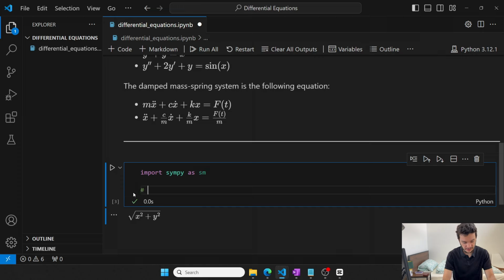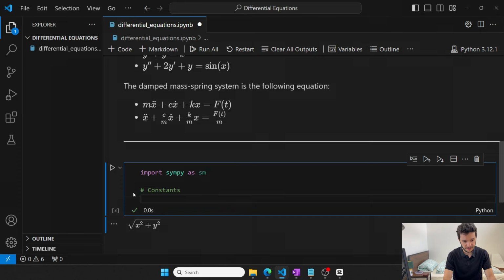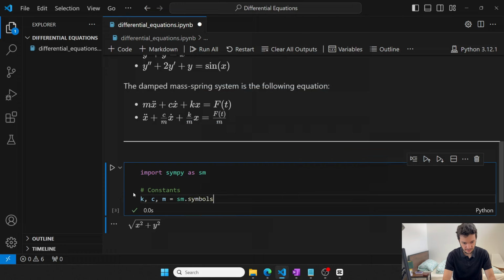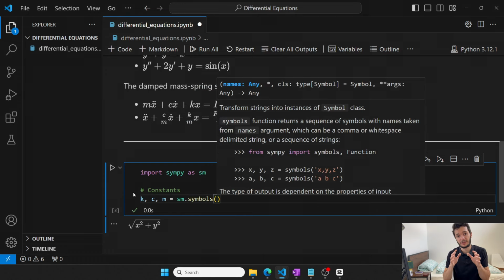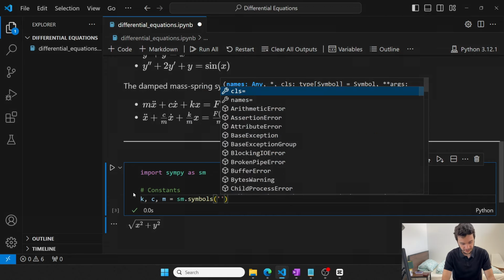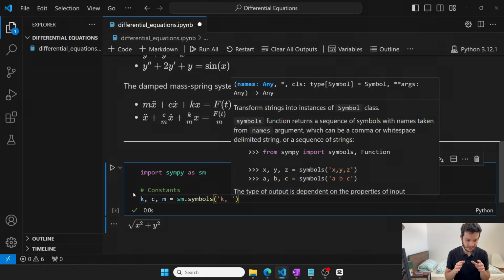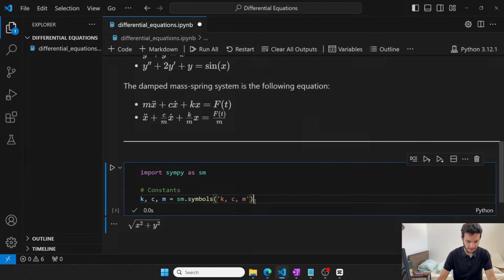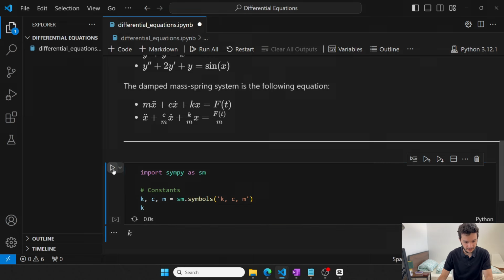So first of all, we start by defining the constants. I define the constants k, c, and m, equal to sm.symbols. sm.symbols is whenever you want to create symbolic variables within SymPy. You first specify a string saying that we want to represent these variables with k, c, and m. And if I simply run this code, everything will work. If I type k, we will have this k right here and so on.